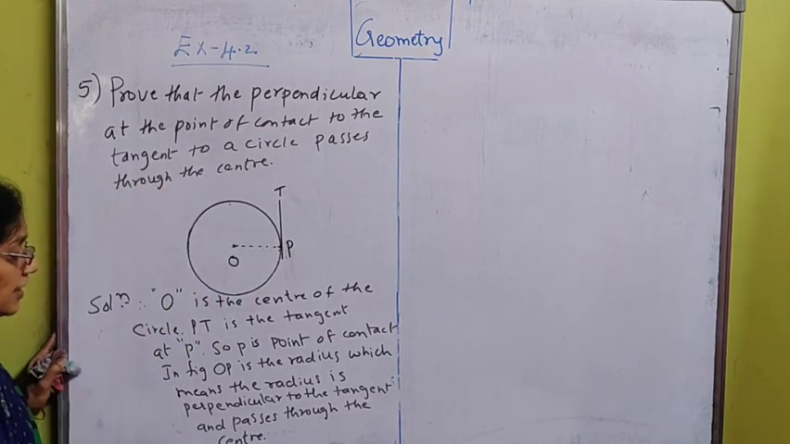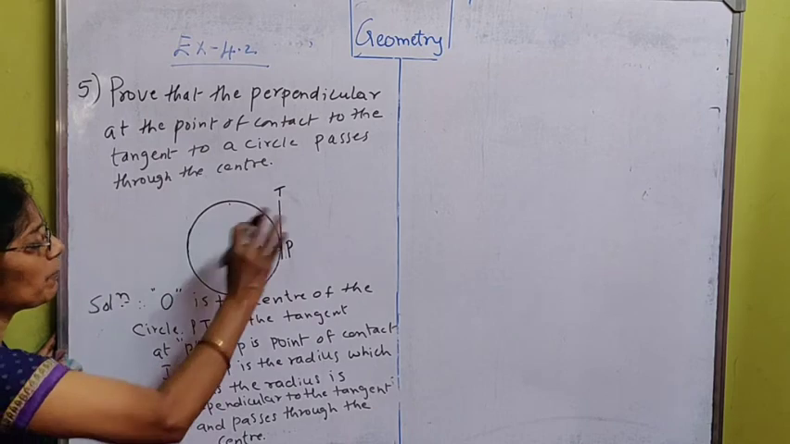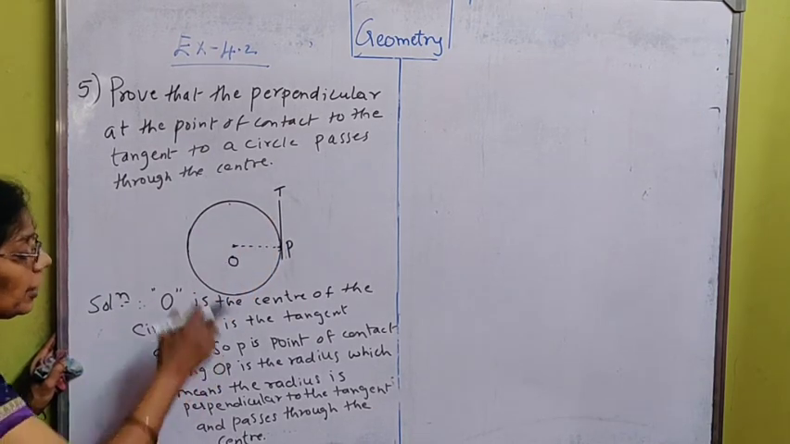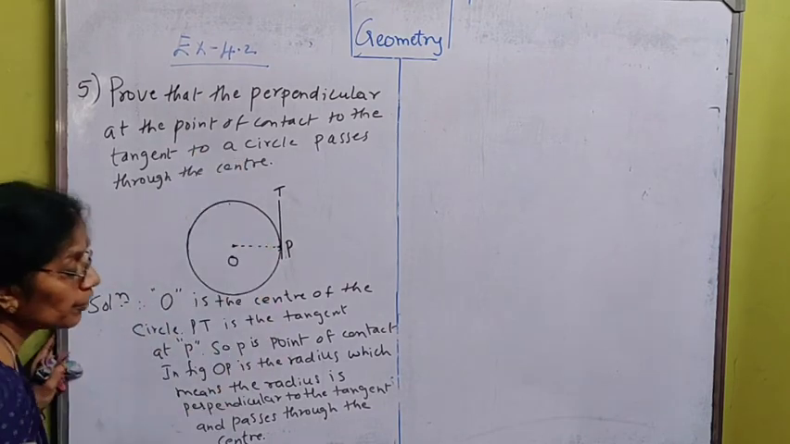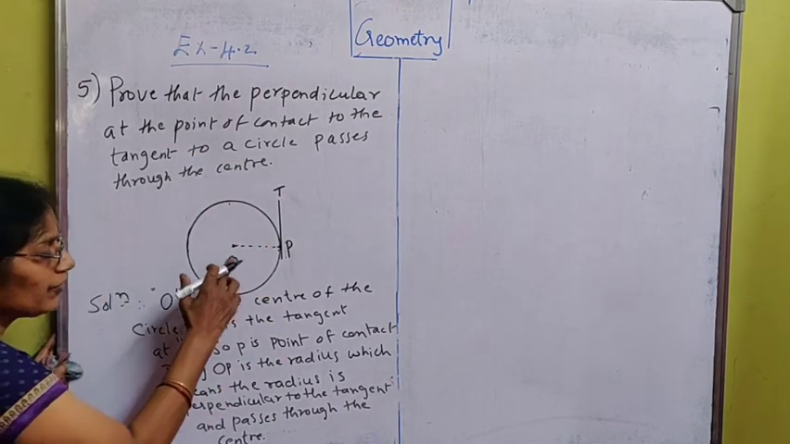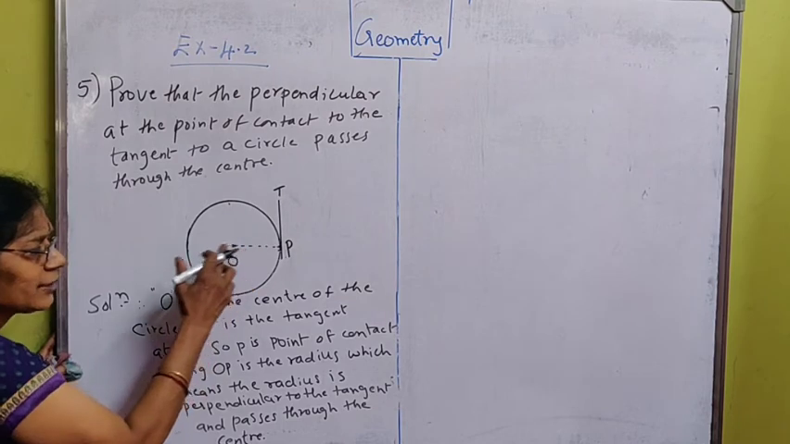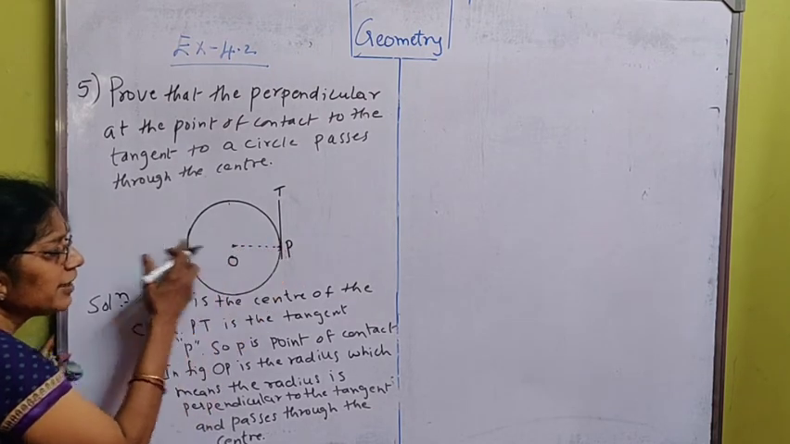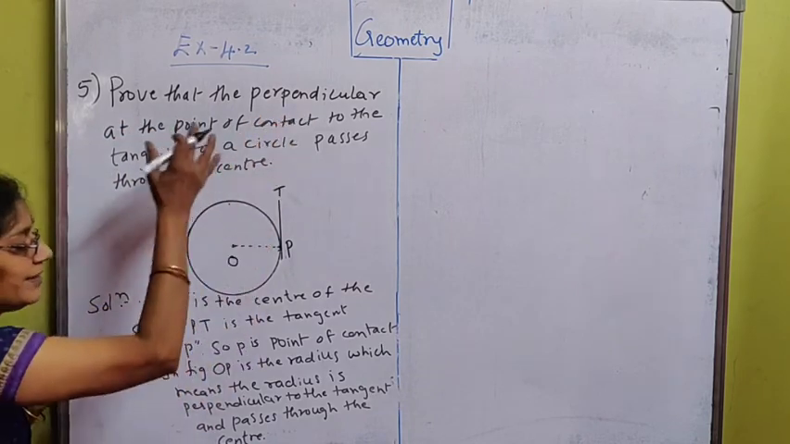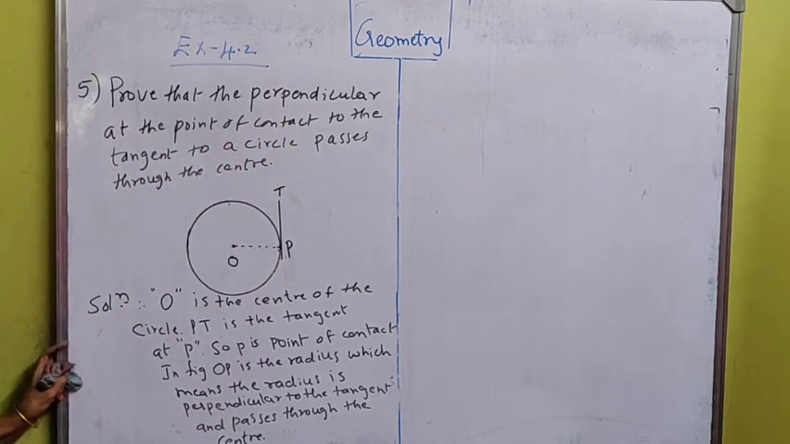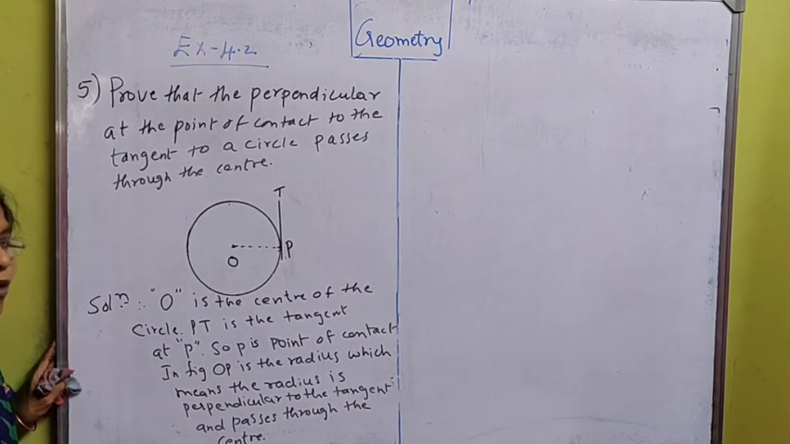So see what that is. O is the center of the circle, PT is the tangent at P. So P is the point of contact. In the figure, OP is the radius, which means the OP radius is perpendicular to the tangent, and OP you can see comes from O. So this perpendicular line is passing through the center. That is what we wanted to prove. This is the solution for your problem number 5. It is nothing but just the statement of your theorem 4.1.